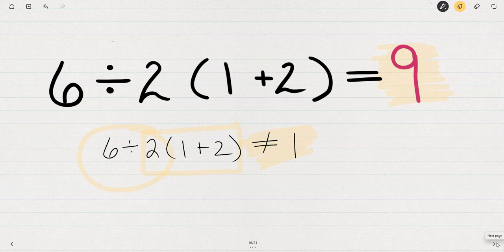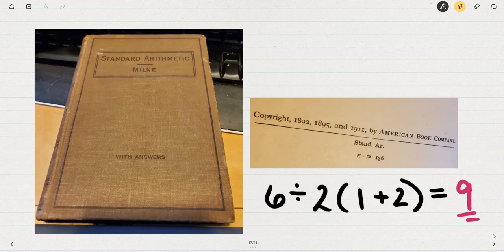I know what some of you are going to say: but wait, I learned math back in the 50s, and that's not how we did it. Well, let me show you what I've done. I found this standard arithmetic book with answers, and it's copyright back to 1892. My printing was in 1911, but you can see that this book was first written in 1892. And in this book, they assert that 6 divided by 2 times a quantity of 1 plus 2 is in fact equal to 9.